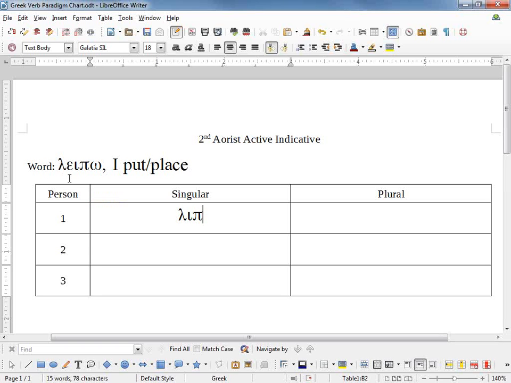Now I have to warn you, it's not always that simple. Unfortunately, a lot of verbs go through drastic changes, and I'll show you a list of five of the major ones. So lip is our changed stem for the second aorist. The reason I want to show you this is to let you know that the behavior of the second aorist is that it changes its stem. Other than that, we're going to add the augment in front of it. Before I do that, I'm going to copy this and place it in every box, and then add the augment in front of it.